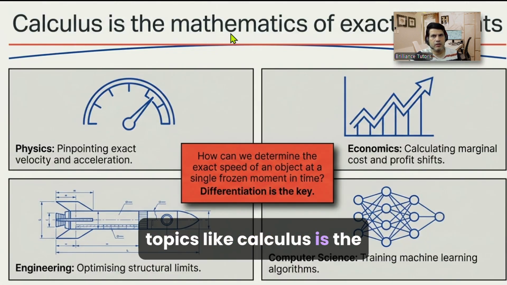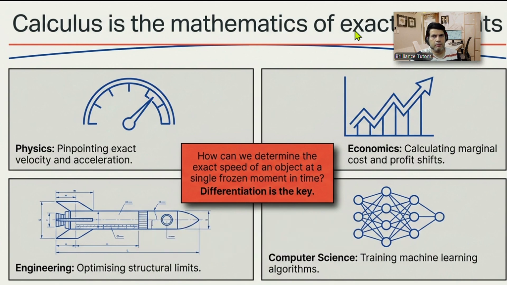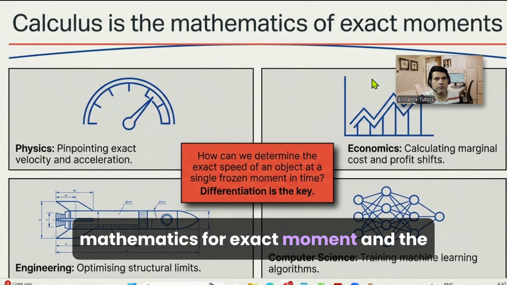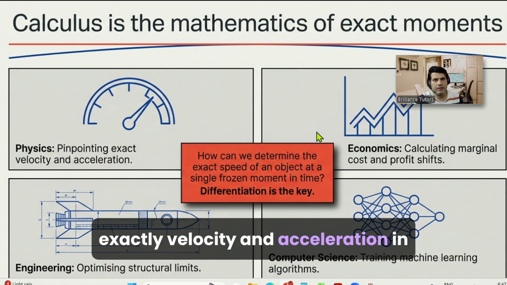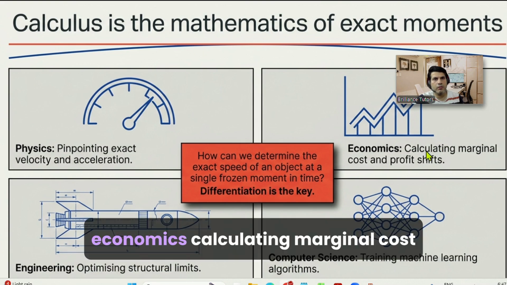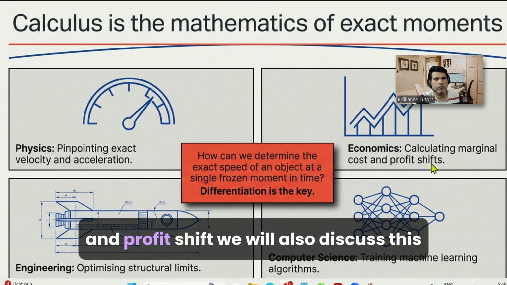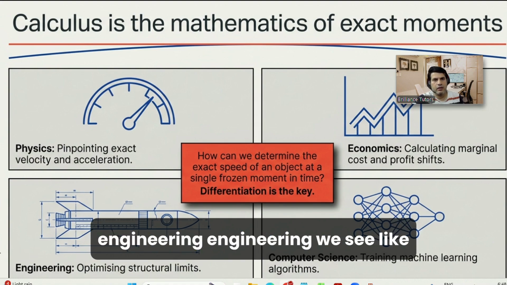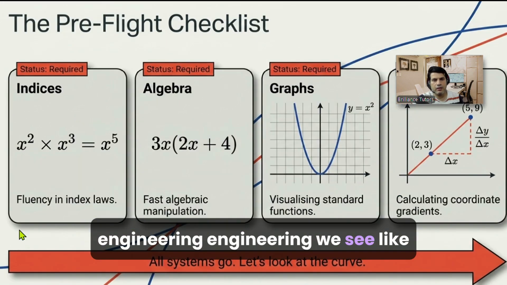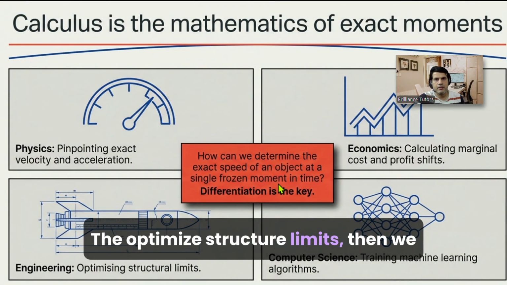Calculus is the mathematics for the exact moment, and we use it in physics to pinpoint exactly velocity and acceleration. In economics, calculating marginal cost and profit shift. We will also discuss this calculation application. And in engineering, we see optimized structure limits.